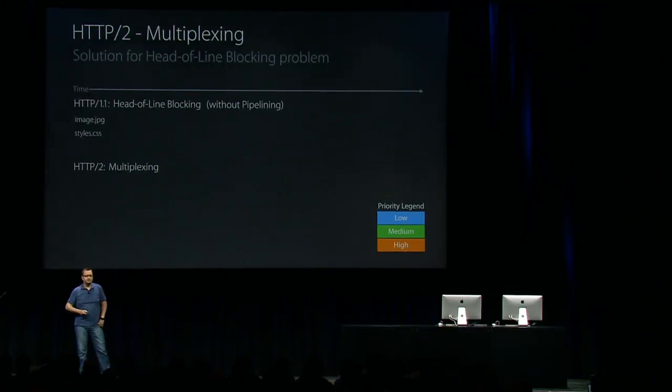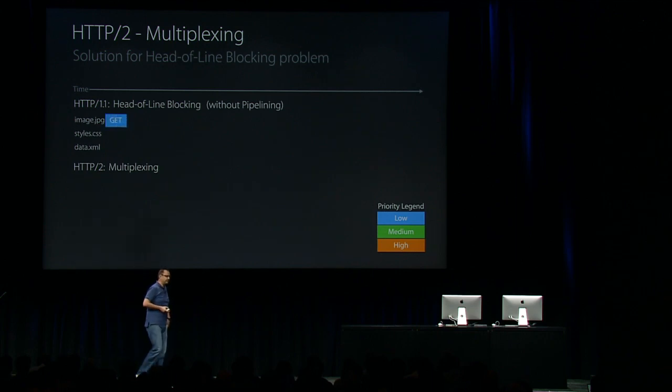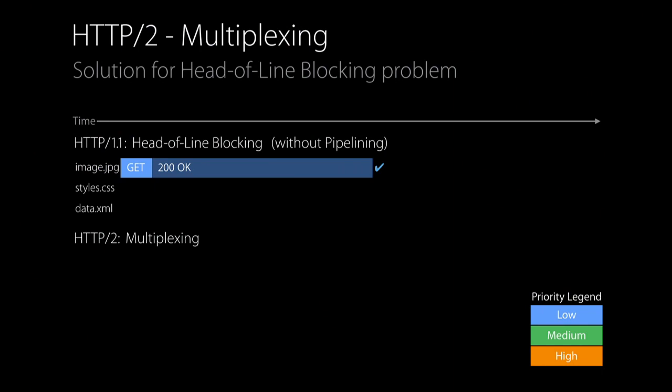Let's take a look at how HTTP 2 multiplexing resolves the head-of-line blocking problem. We have 3 requests for resources on a web server. We send out the first request, and we get a response. Only after this, we can send out the second request and get the second response. Same happens with the third request.